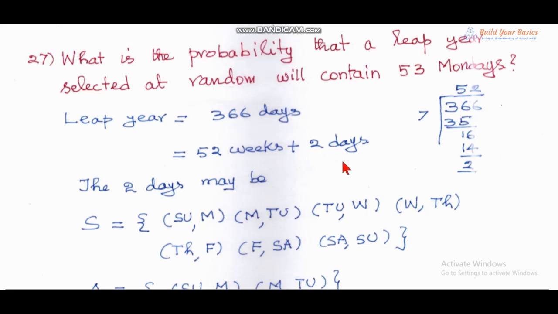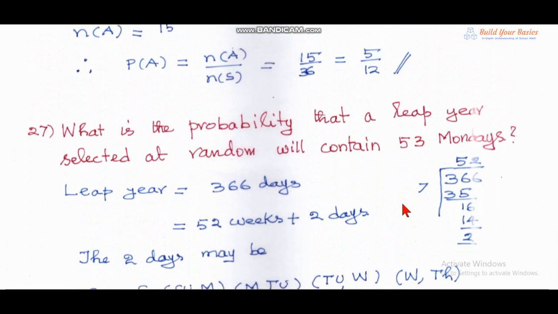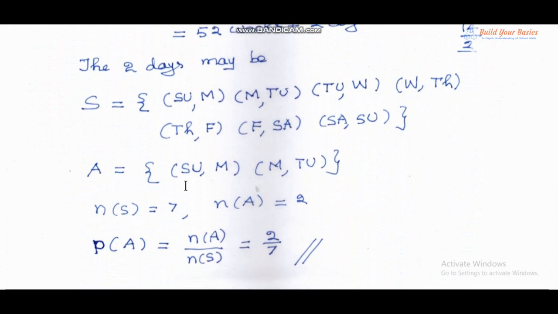The 2 days may be, that is the sample space: Sunday-Monday, Monday-Tuesday, Tuesday-Wednesday, Wednesday-Thursday, Thursday-Friday, Friday-Saturday, Saturday-Sunday. Now the year should have 53 Mondays. So the favorable cases are Sunday-Monday and Monday-Tuesday. Number of elements in the sample space is 7.